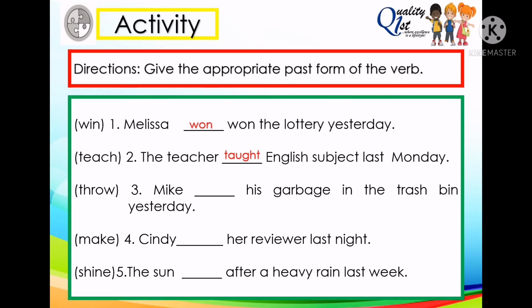Okay? For number 3, Mike blank his garbage in the trash bin yesterday. The verb is throw. It will become threw. Okay? For number 4, Cindy blank her reviewer last night. Now, the irregular verb is make. It will become made. Okay? Now, for number 5, the sun blank after a heavy rain last week. Now, the irregular verb is shine. It will become shone. Well done, kids.